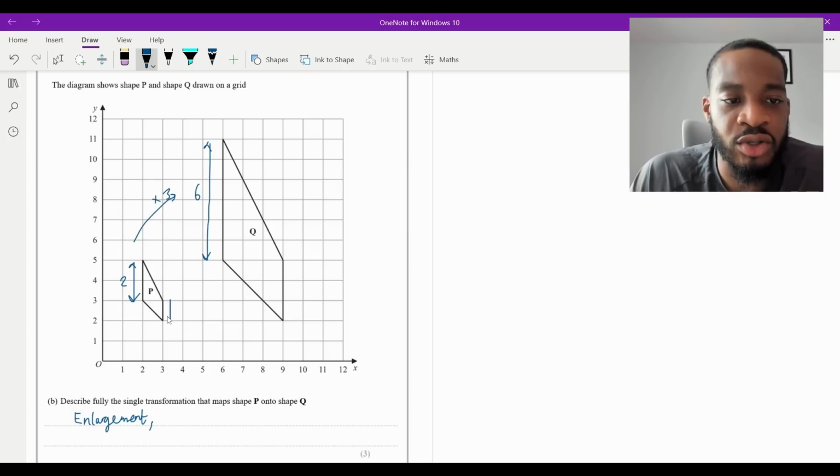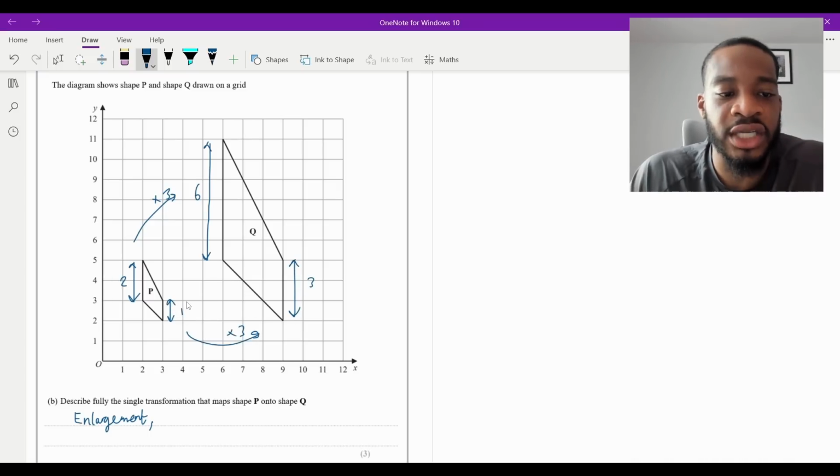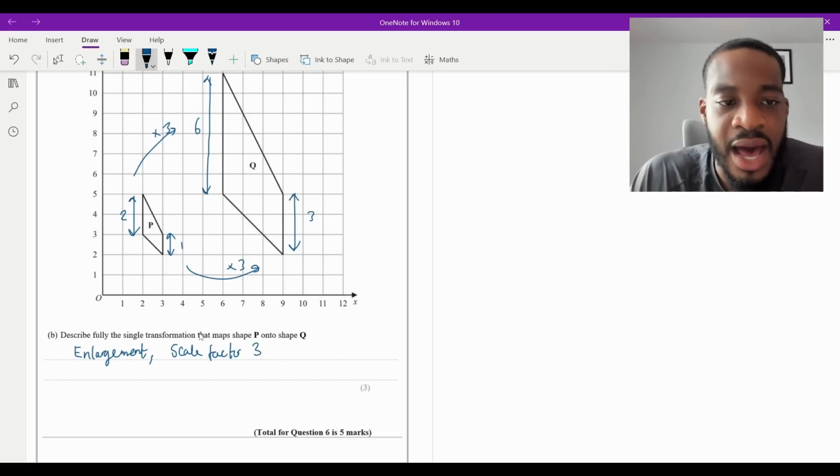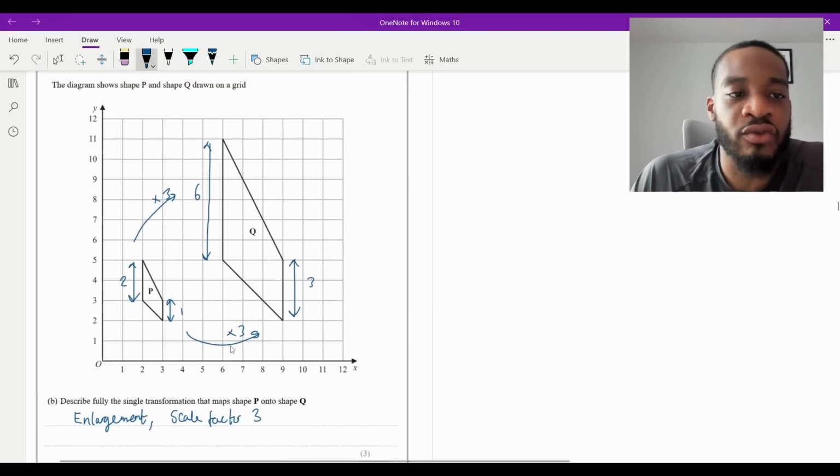And then just to confirm, you can do this side as here. This is 1 unit, this is 3 units. So each side is multiplied by 3. So the scale factor is going to be 3. So I'm going to write scale factor 3. And now to get the final mark, I need to write the center of enlargement.